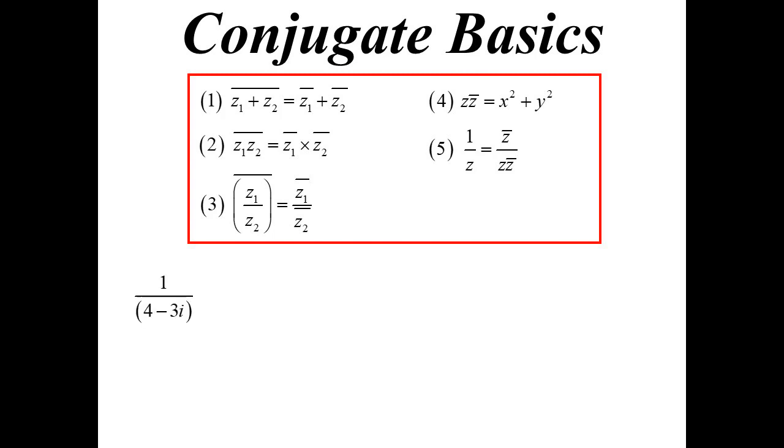Let's do this one then. 1 on 4 minus 3i there, I would say, oh well, conjugate goes on top, sum of two squares on the bottom, and we end up with 4/25 plus 3/25 i.